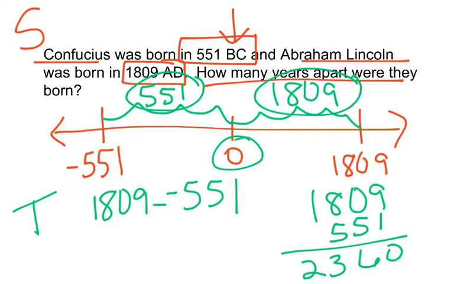So 1809 is a good 1,800 years past the changeover to AD. The negative 551 is close to about 500. That would be 2,300 years apart. That's close to my answer. So that was my answer, and then I reviewed it. I could review my math, make sure I added it up right or put it in the calculator correctly. And so the two were born 2,360 years apart.